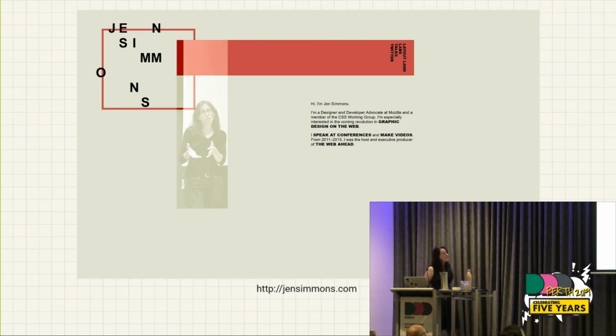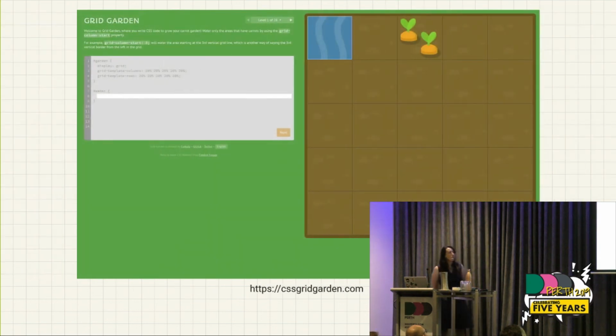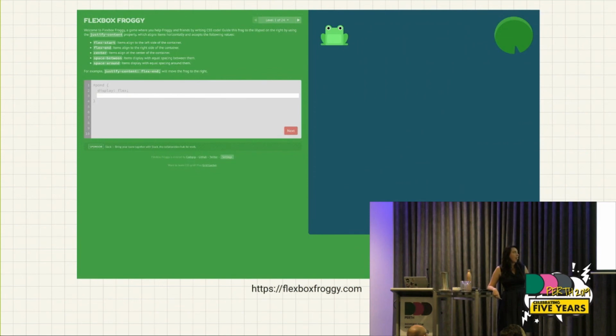If you're looking for a really fun way to do it, you can use CSS Grid Garden, which is a nice, fun way to learn all of the different grid properties. And if you haven't learned Flexbox yet, or you want a refresher, they also have Flexbox Froggy.